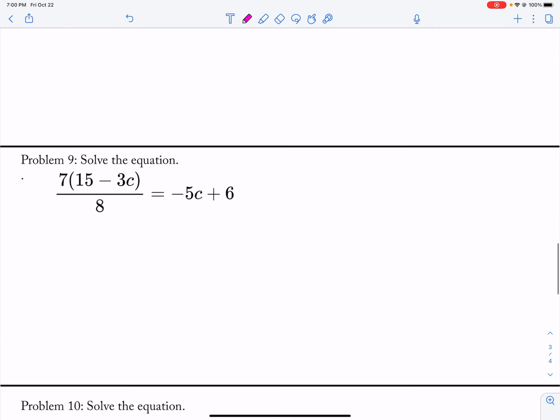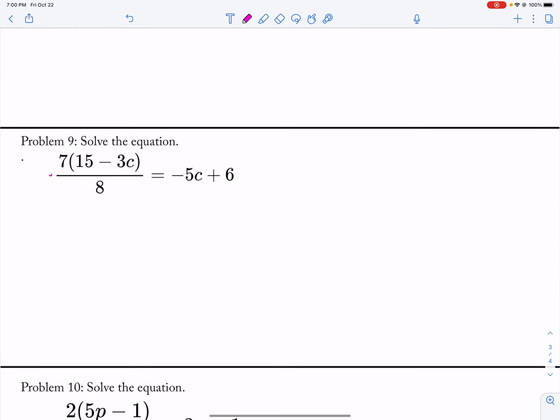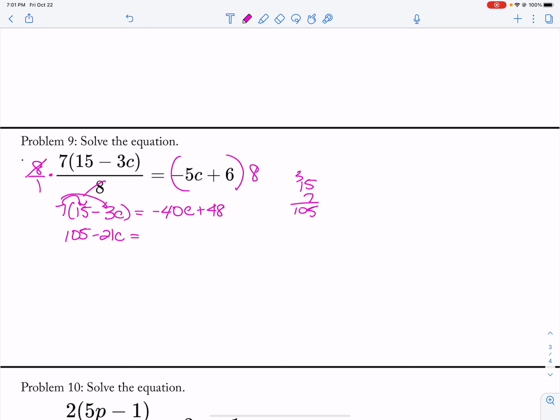Here's question 9. First thing I'm going to do is get rid of my 8 in the denominator by multiplying by 8 over 1, or multiplying both sides by 8. What it does is it cancels the 8 out of the denominator here. So I get 7 times 15 minus 3c is equal to negative 40c plus 48. I'm going to distribute my 7 to both terms. So I have 15 times 7, which is 105. So I have 105 minus 21c is equal to negative 40c plus 48.